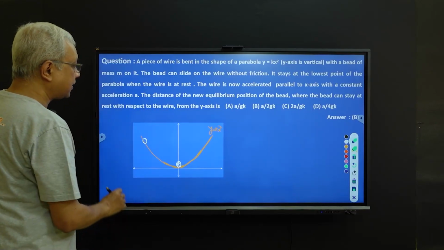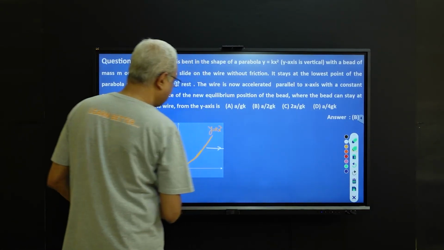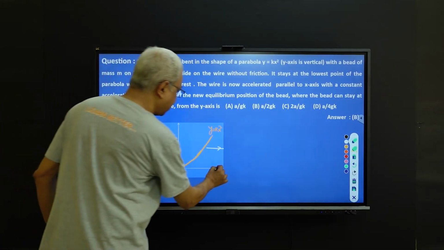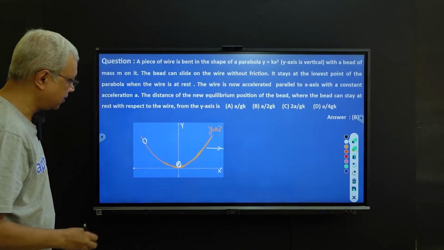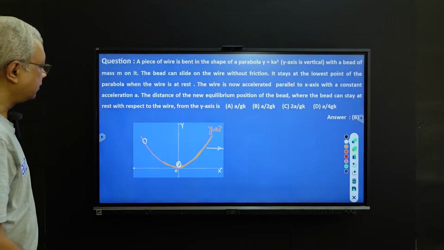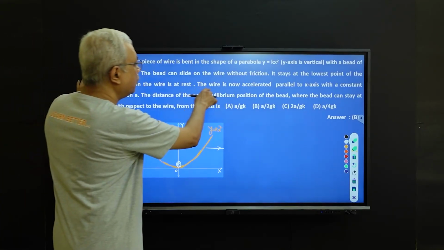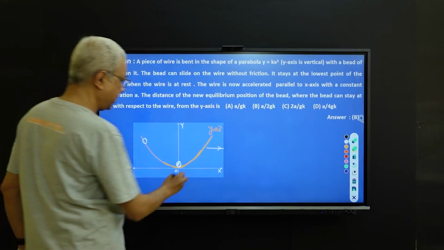The wire is now accelerated parallel to x-axis. The wire itself is accelerated parallel to x-axis. This is x-axis and this is y-axis, y-axis being vertical. And this is obviously the origin. Now, the wire is accelerated parallel to x-axis with a constant acceleration a.